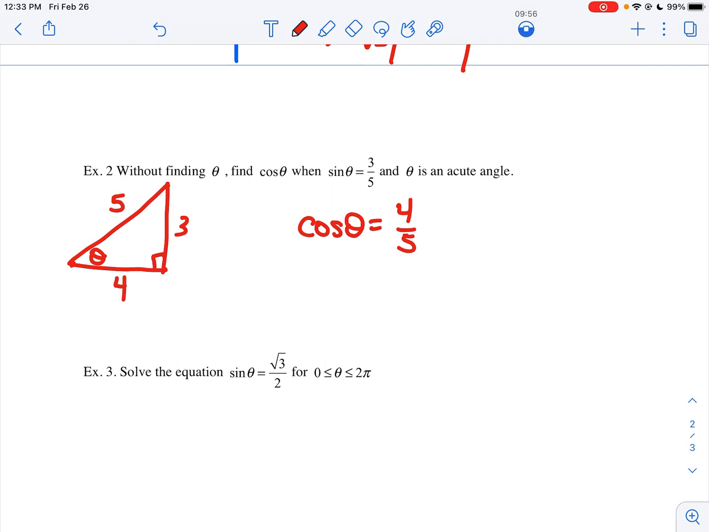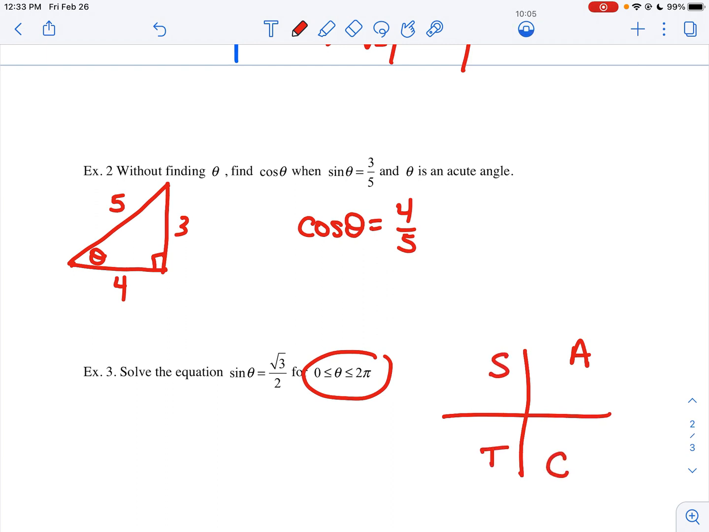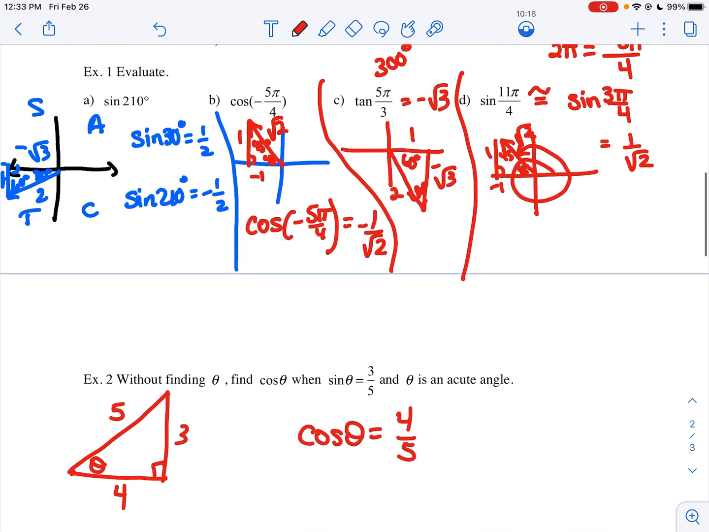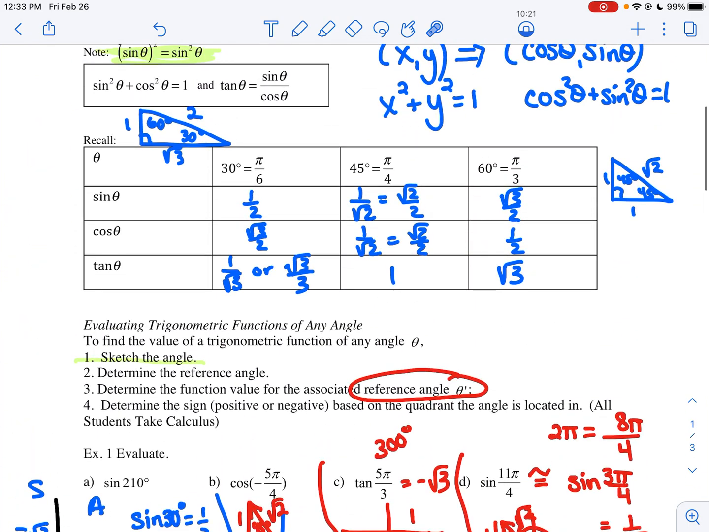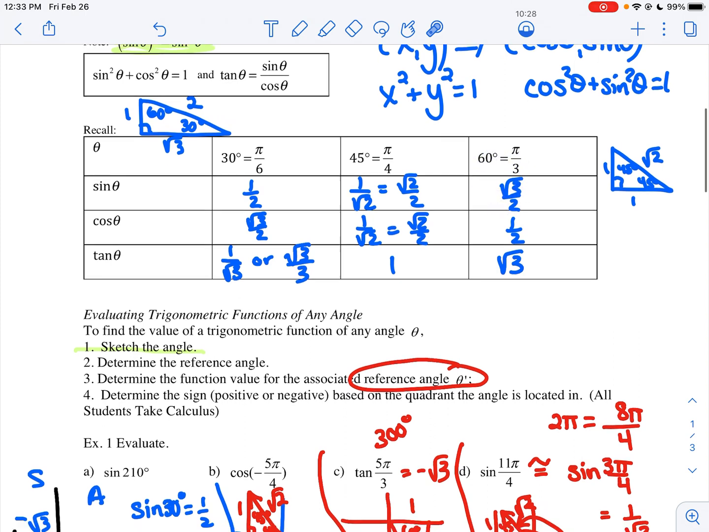All right, last example. Solve the equation sine theta equals radical 3 over 2 for theta between 0 and 2 pi. All right, all students take calculus. I should have two answers. Okay, so we should have two answers here because sine is positive in the first and the second quadrant. Do not touch a calculator. This is where knowing these values matters. Where does sine equal radical 3 over 2? That's a reference angle of 60 degrees or pi over 3.